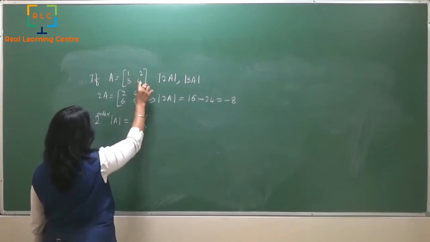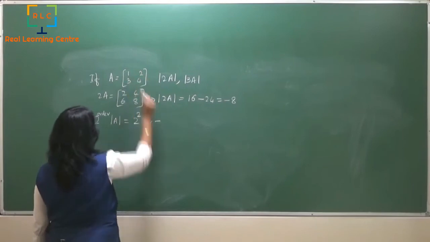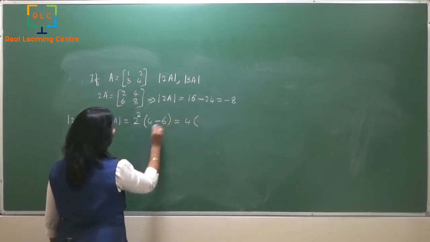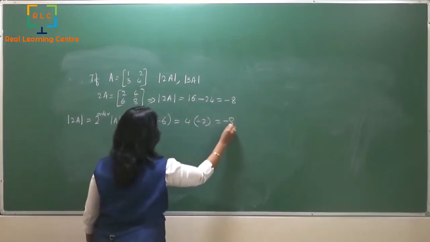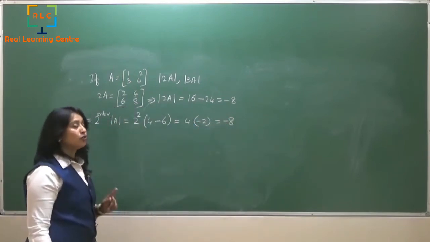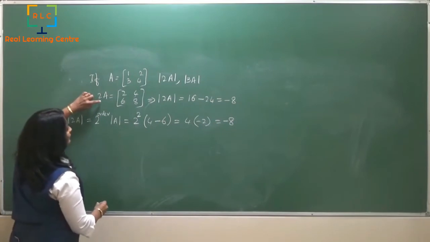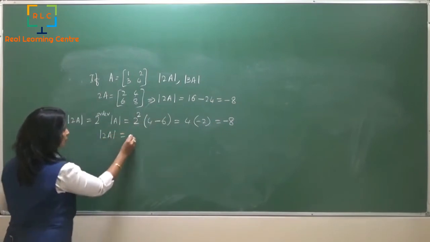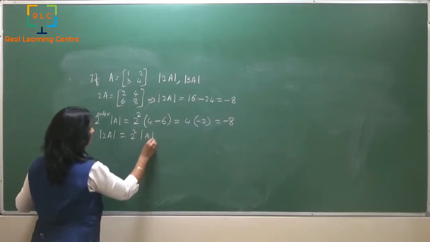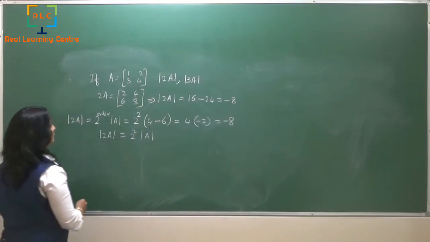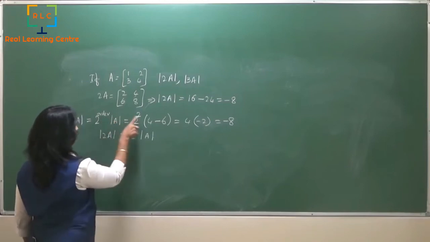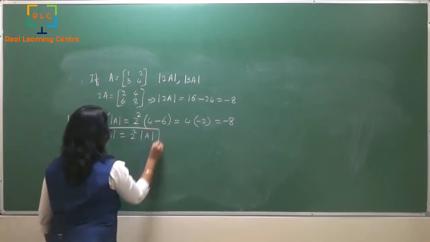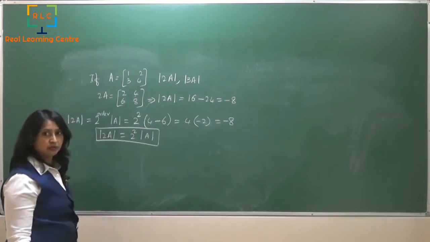Determinant A is here: 4 1s are 4, minus 3 2s are 6. So 2 square is 4, 4 minus 6 is minus 2, and you get minus 8. So what you can see is the determinant of 2A is equal to 2 square into determinant A. Okay, 2 square, 2 per order, is 2 square into determinant A. This is what I wanted to tell you.